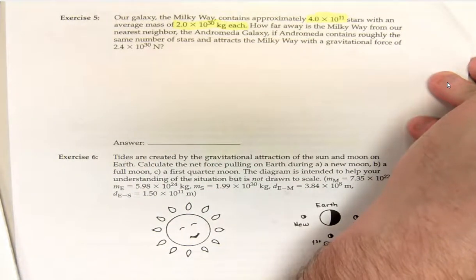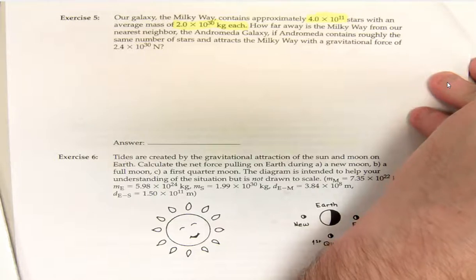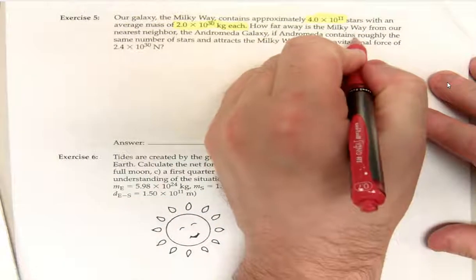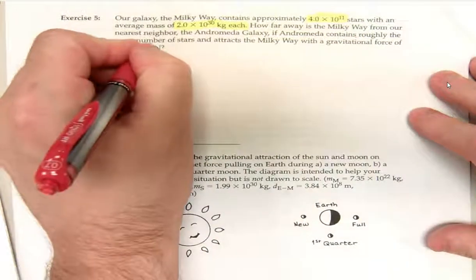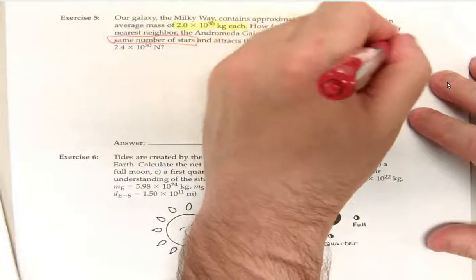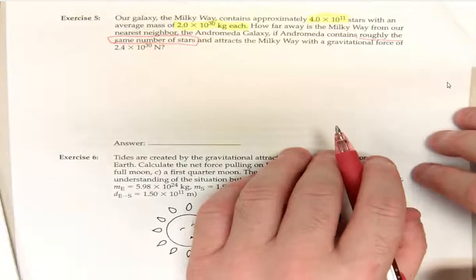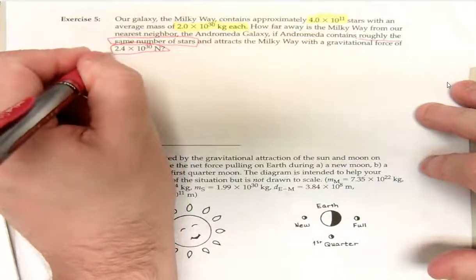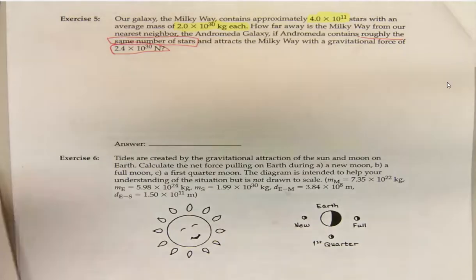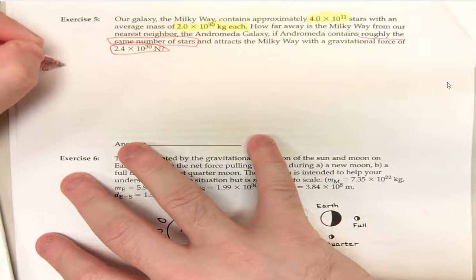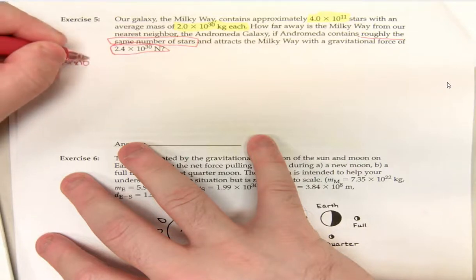How far away is the Milky Way from our nearest neighbor, the Andromeda Galaxy, if Andromeda Galaxy contains roughly the same number of stars? Okay, roughly the same. We're going to go with that. And attracts the Milky Way with a gravitational force of this. Okay, so let's go back to old school. Since this is a little bit different, let's write down what we know. We know the force of gravitation is 2.4 times 10 to the 30 newtons.